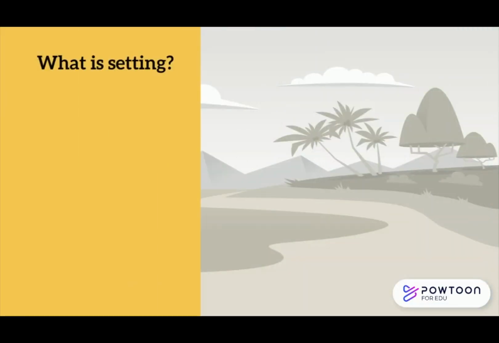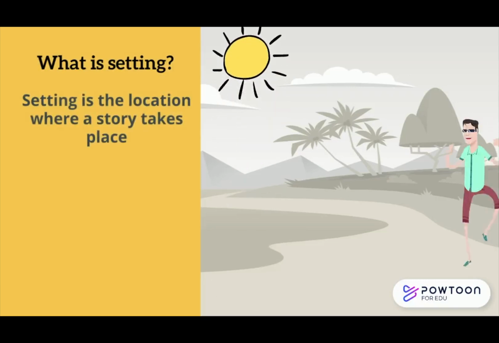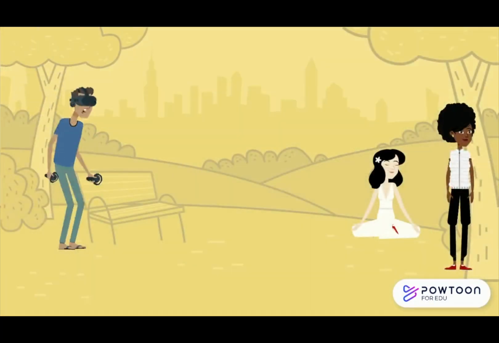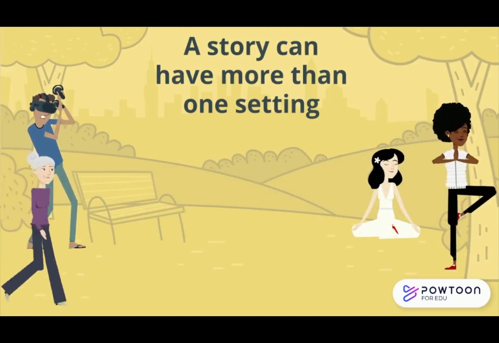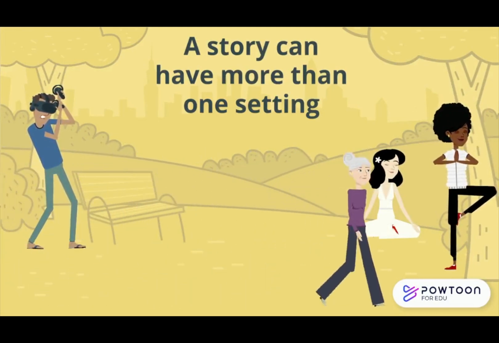So, what is a setting? Well, the setting is where a story is going to take place. This can be anywhere, like a beach, the supermarket, a home. A story isn't limited to one setting either. It in fact can have more than one setting.